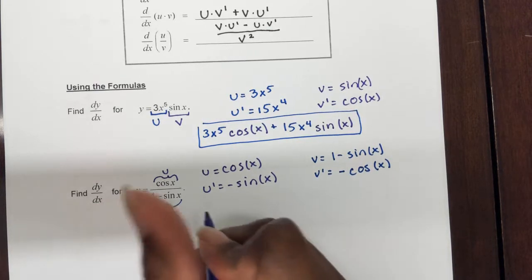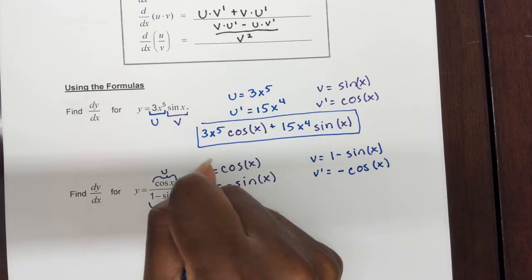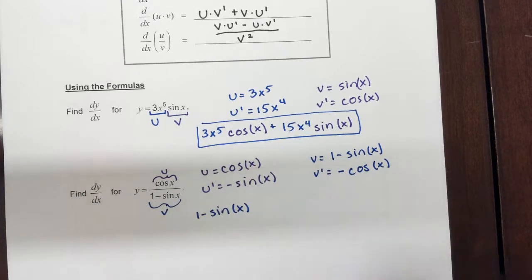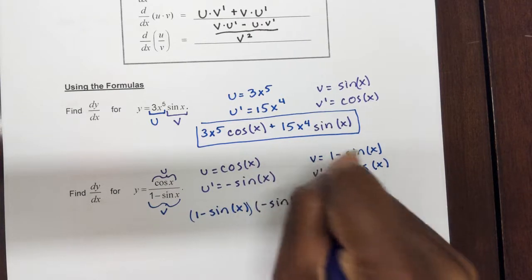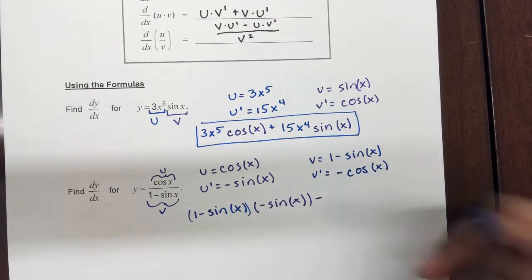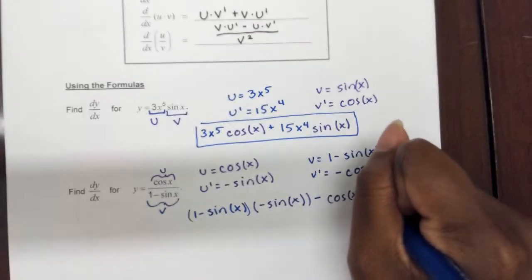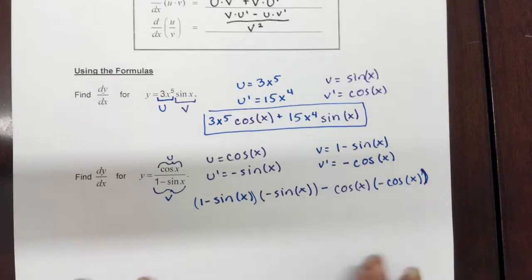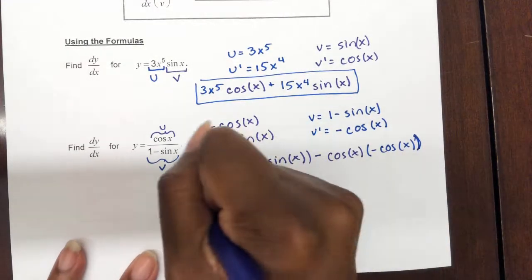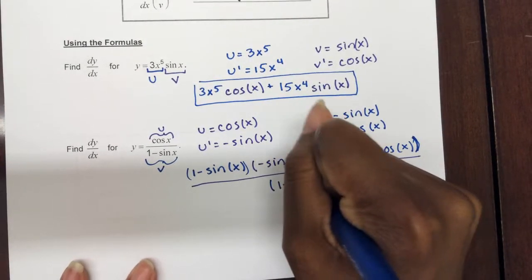So then, when we do our quotient rule, we have 1 minus sine of x times u prime, which is negative sine x, minus u, which is cosine of x, times v prime, which is negative cosine of x, all over v squared. So 1 minus sine x squared.